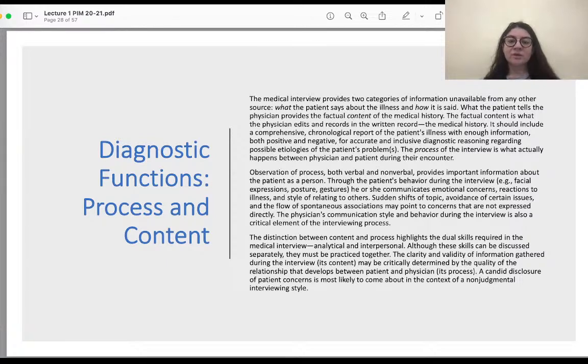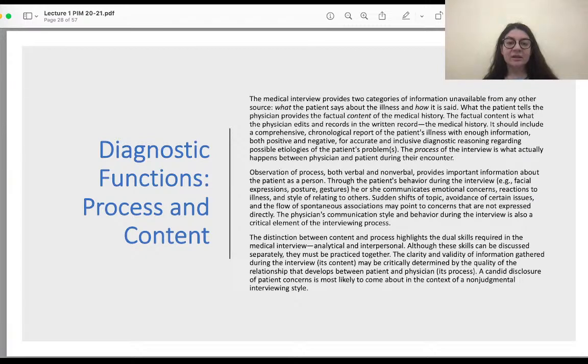The process of the interview is what actually happens between physician and patient during the encounter. Observation of process, both verbal and non-verbal, provides important information about the patient as a person. Through behavior during the interview, like facial expression, posture, and gestures, the patient communicates emotional content, reactions to illness, and style of relating to others. Sudden shifts of topic, avoidance of certain issues, and the flow of spontaneous associations may point to concerns that are not expressed directly.